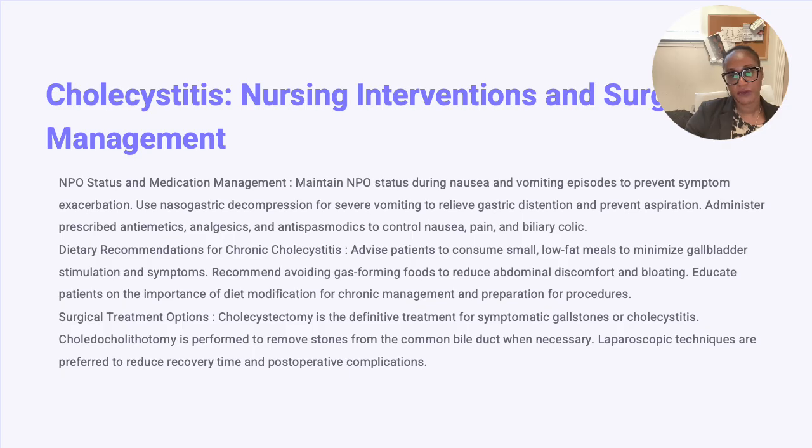And then instruct the client with chronic cholecystitis to eat small, low-fat meals. And then instruct the client to avoid gas-forming food. We want to prepare the client for non-surgical and surgical procedure as prescribed. So some surgical intervention for cholecystitis is cholecystectomy, which is the removal of the gallbladder. And then choledochotomy, which requires incision into the common bile duct to remove any stones. And this is a surgical procedure that may be performed via a laparoscopy.